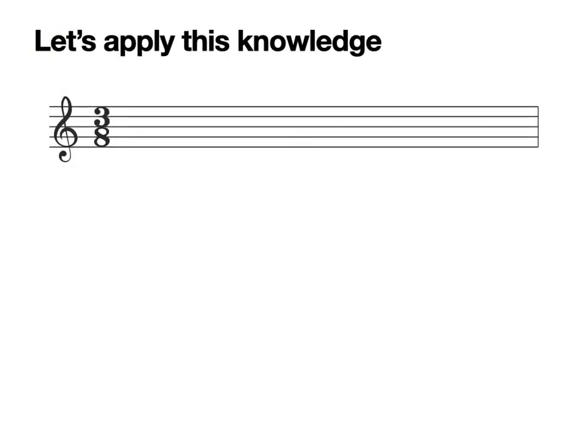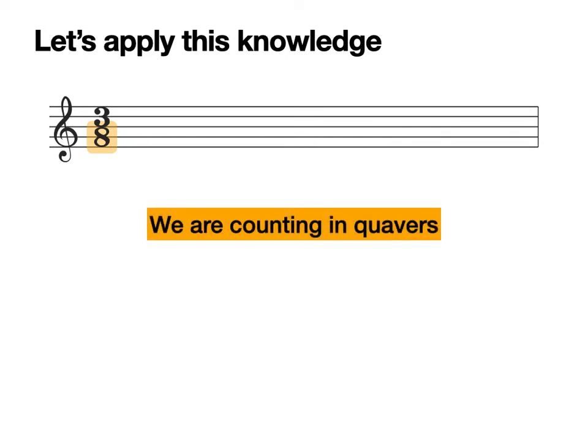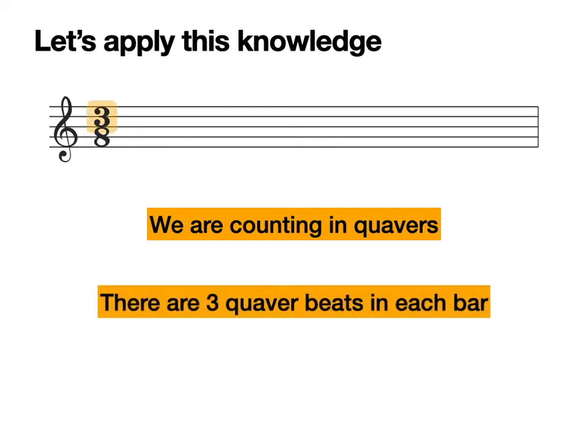Let's apply this knowledge. What did this bottom number mean? It meant we will be counting in quavers. What does the top number mean? This means we will have 3 quaver beats in the bar. So let's write a short melody with 3 quaver beats in every bar.